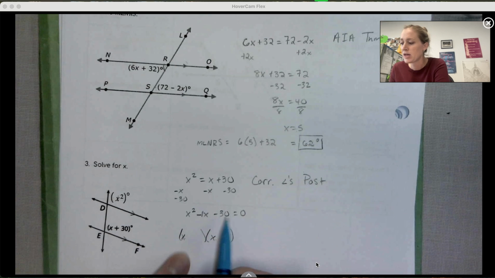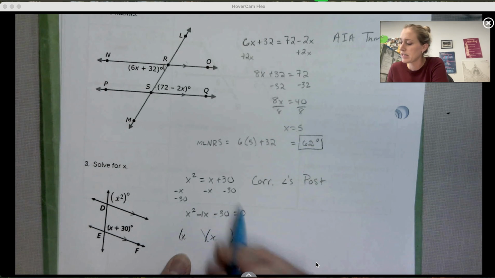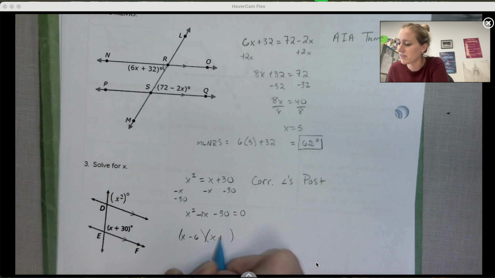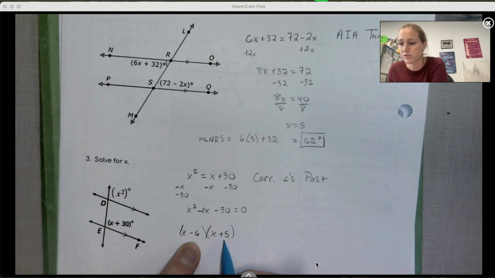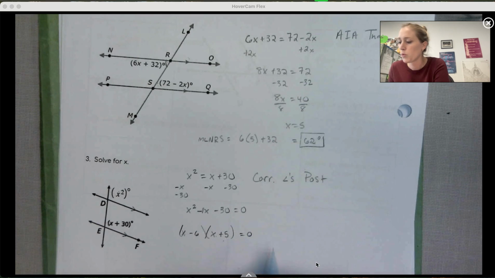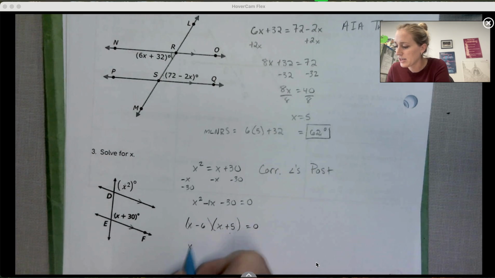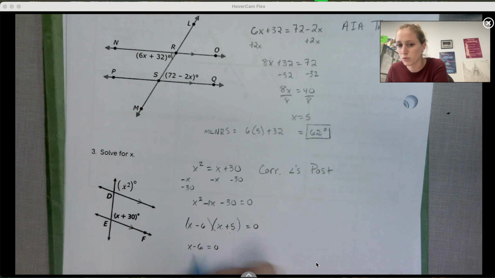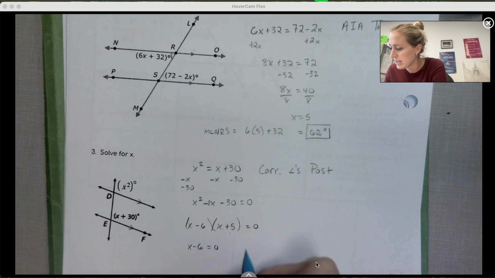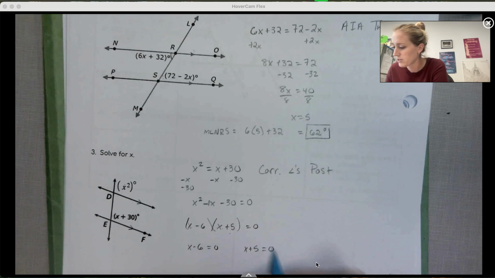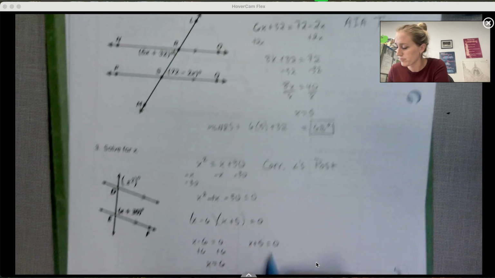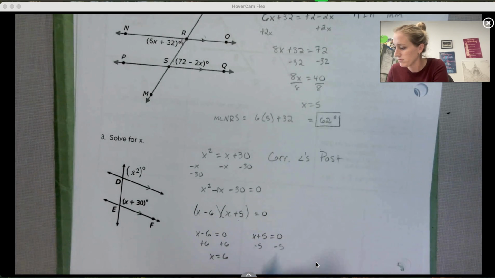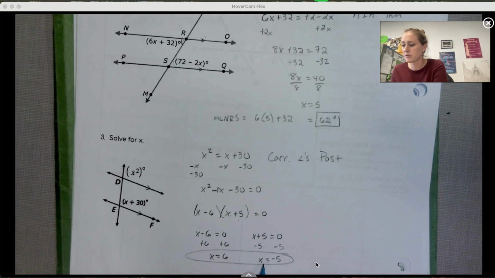X's go here and here. Numbers that multiply to be negative 30 would be negative 6 and positive 5, right? If I add those together, I get negative 1. If I multiply those together, I get negative 30. Once I have it factored, I set each factor equal to 0. So there's one equation with that factor, second equation with that factor, get x by itself. So we get our two solutions, x equals 6 or x equals negative 5.